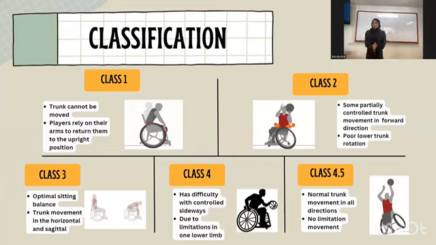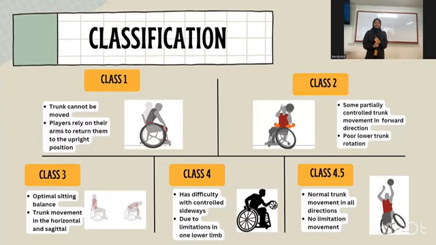Okay, now I will explain about the classifications of player. So in wheelchair basketball, players are classified on a point system from 1 to 4.5 based on their functional ability. While most athletes have normal arm and hand function, the main differences between classes are trunk control and sitting balance, which impact the reach of player to catch and pass the ball.